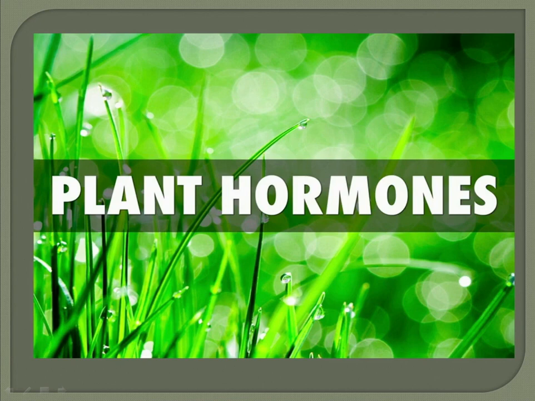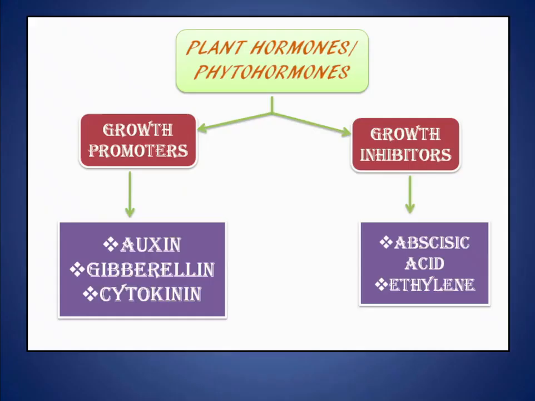Today, let's focus on the topic plant hormones. Plant hormones are chemical substances needed to regulate and coordinate activities in plants. Plant hormones are also known as phytohormones. Phyto meaning plants. Plant hormones are classified into two types: growth promoters and growth inhibitors.